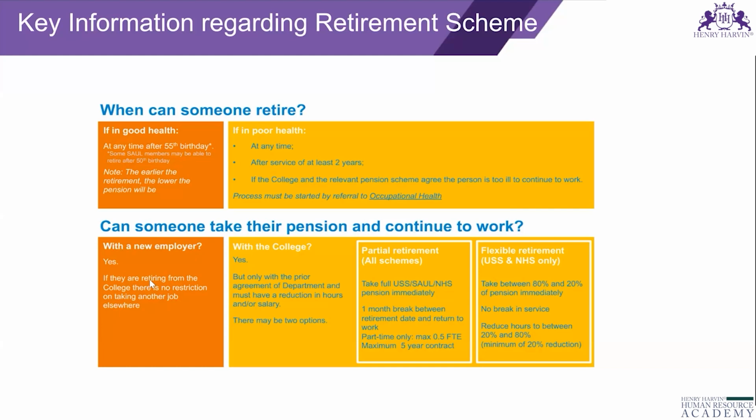If they are retiring from the college, there is no restriction on taking another job elsewhere. So they can work anywhere. If they are retiring from college in normal employment, they can take the retirement, but when they join another organization, they join as a contractor, not as a full-time employee, like a maximum 5 years contract, 1 year contract, 3 years contract, this way.